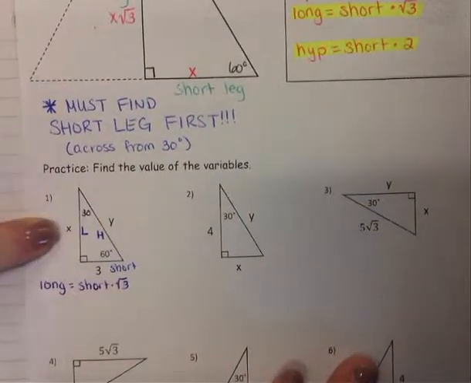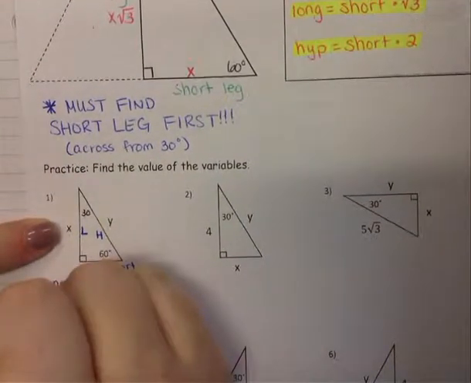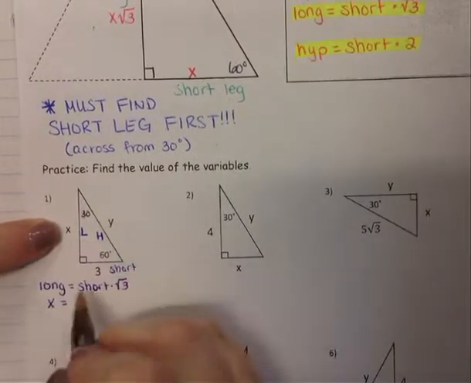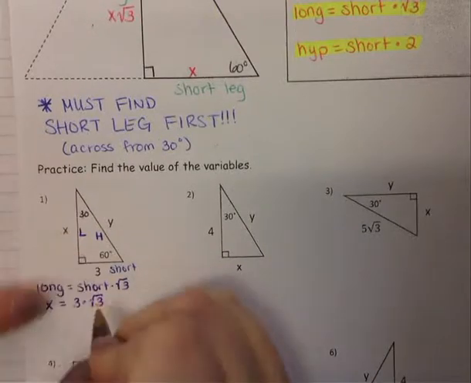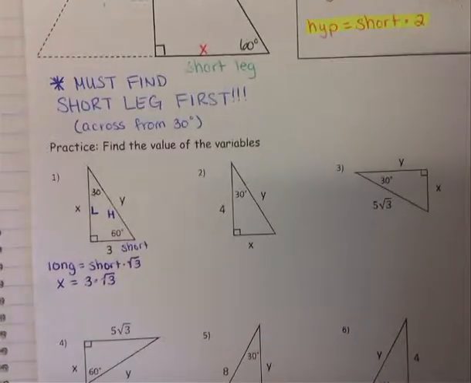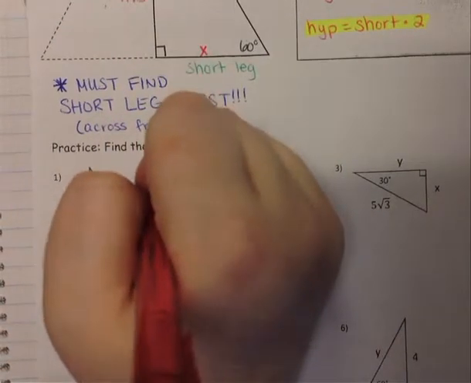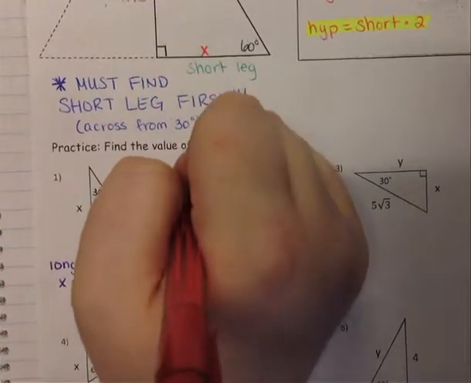So our long leg is represented by x. Our short leg is represented by 3. And we're going to multiply by the square root of 3. Well, 3 times square root of 3 is 3 square root of 3. So x will equal 3 square root of 3.